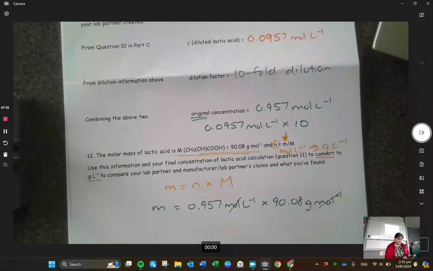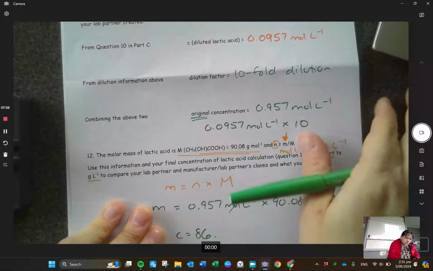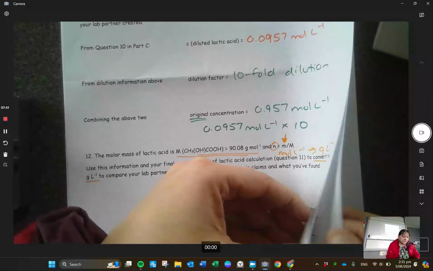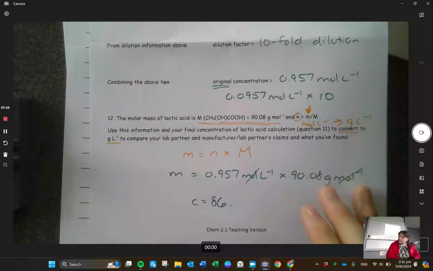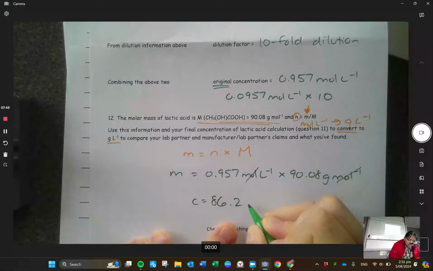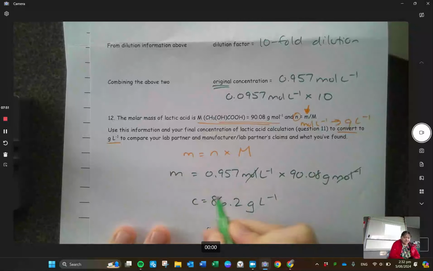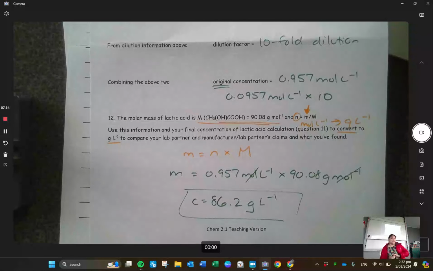90.08, yes. So 0.957 times 90.08. And what I get is that my final concentration is going to be 96. And I see, does it say that you need to have 3 sig figs in here? I'm just trying to check if it says 6 figs. Does not look like it is. I'm going to do it just in case. 86.2 grams per liter. And that's my final answer. So that's how much lactic acid I have.